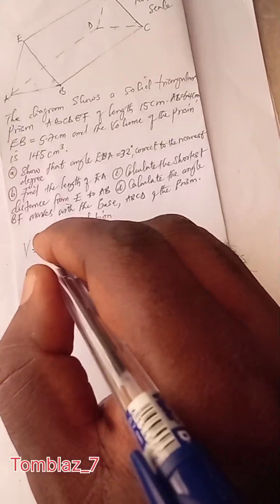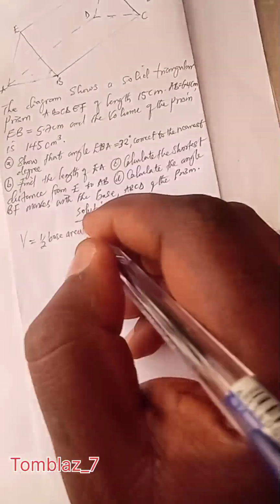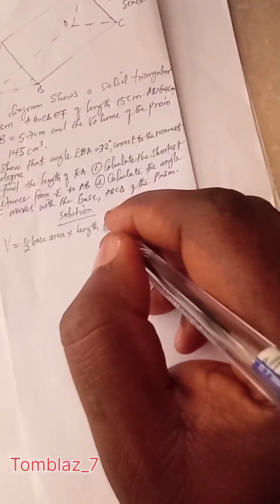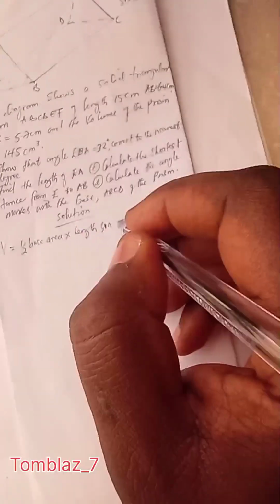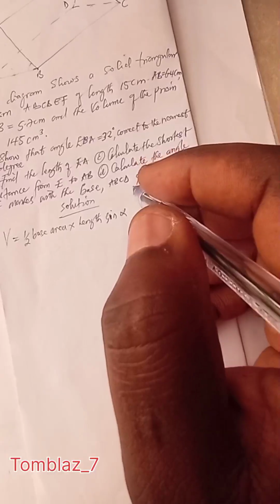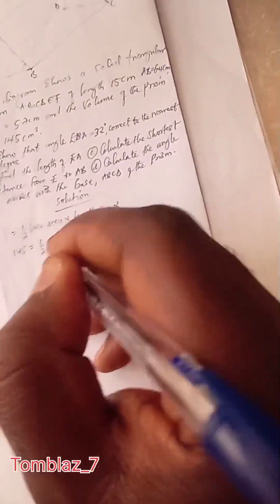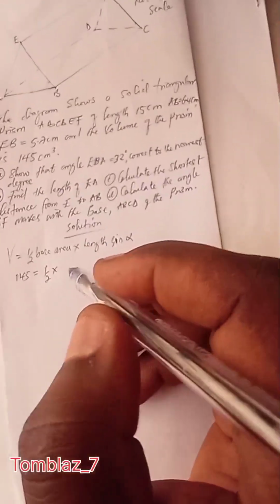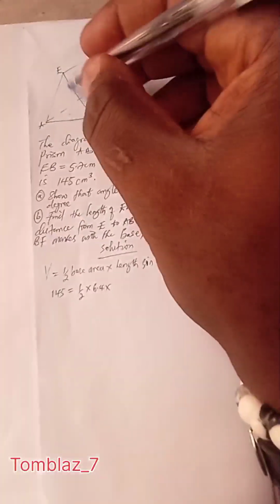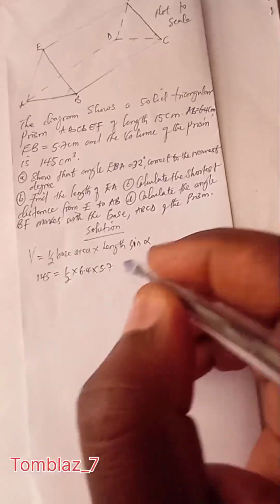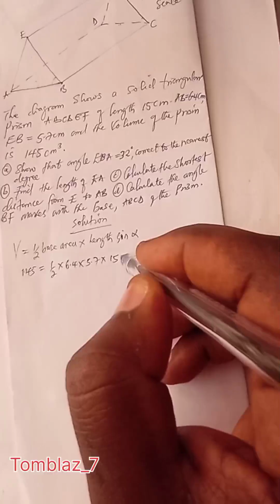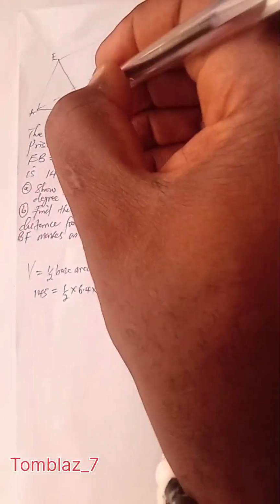a triangular prism, the volume is equal to half the base area times its length, then sine that angle asked. So we can call the angle alpha, right? So our volume is given as 145. Our base area is this AB times this BE, right? So AB is 6.4 times BE is 5.7, then times the length is 15, then times sine alpha. So we'll call this one alpha.